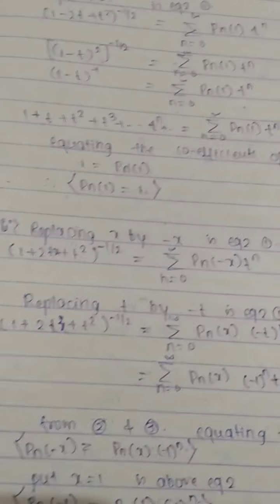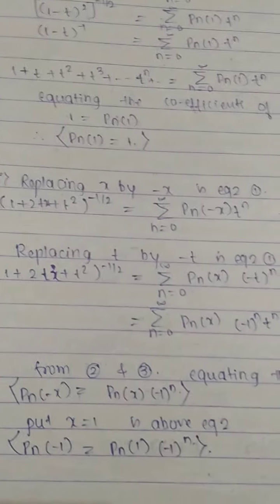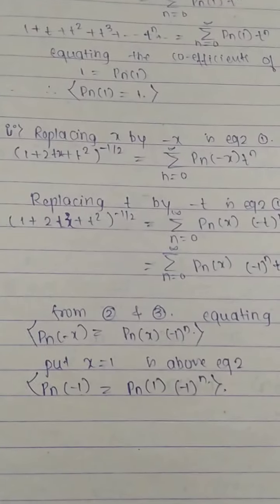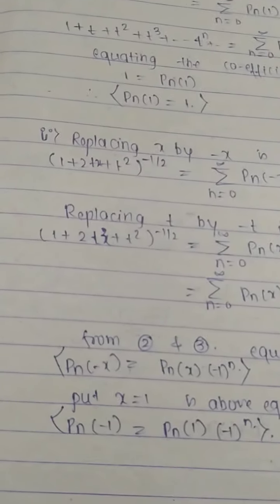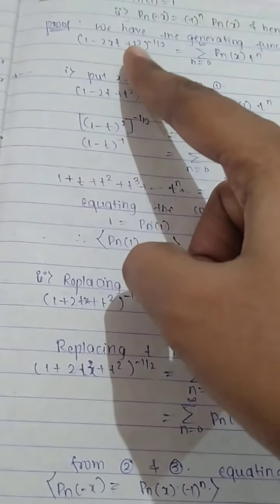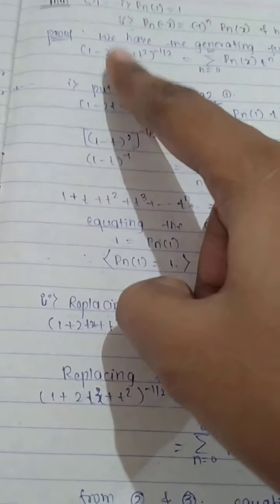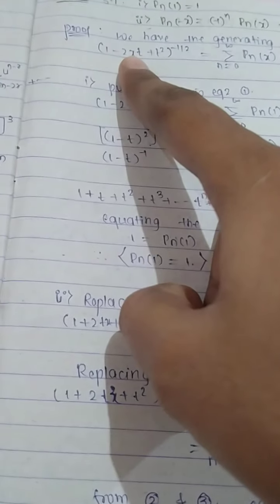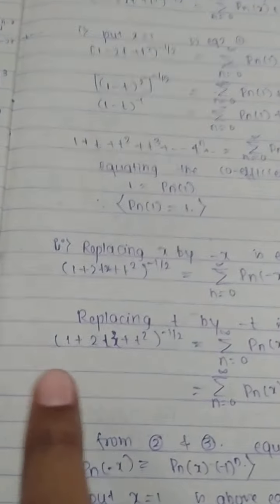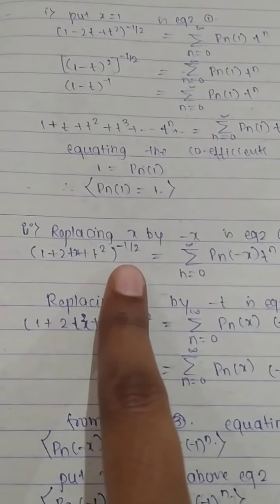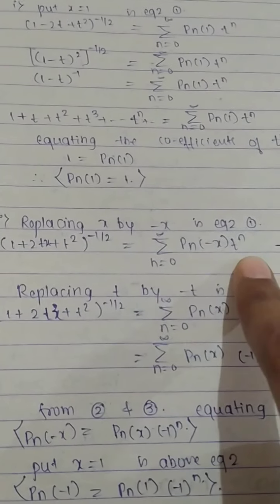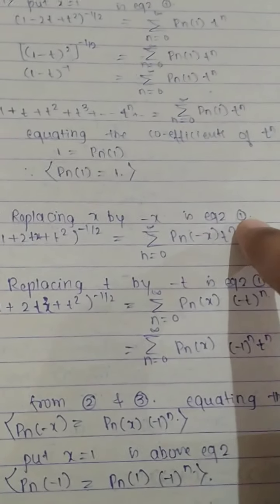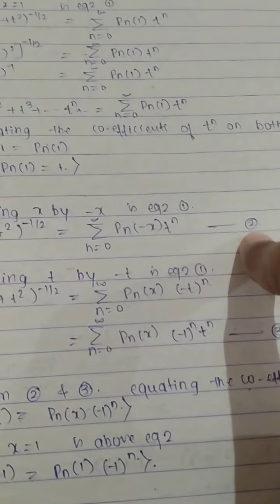So to prove the second result, I will consider replacing x by minus x in equation number 1, that is my generating function. So I will get here 1 plus, because my generating function is 1 minus 2xt, but my x is minus x, so minus and minus I will get here plus. So 1 plus 2xt plus t square to the power minus half is equal to summation Pn of minus x t raised to n. I will call it equation number 2.